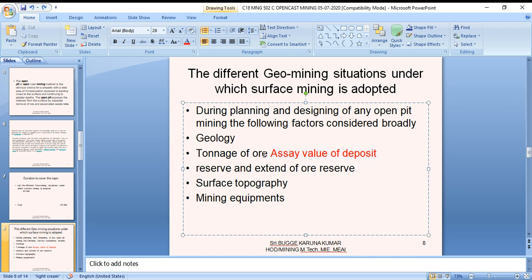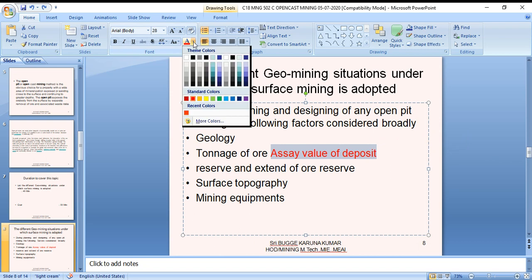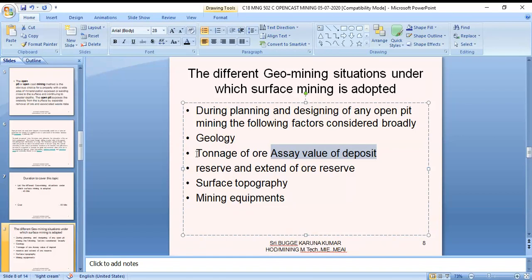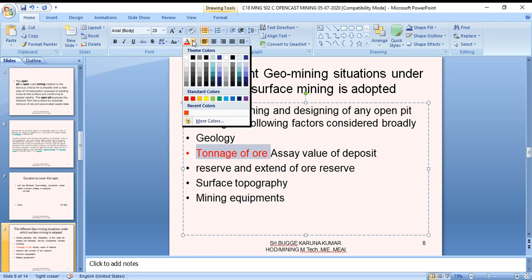Coming to another factor, the tonnage of ore. Tonnage of ore is divided into volume: how much weight of that particular ore there is. According to that you have to carry forward, because in an open cast mine we have to transport all the ore in containers, that is dumpers or excavation machines. The specific gravity of that particular mineral is very important. According to that, you have to design the capacities of the buckets and so on. So this is also an important consideration.